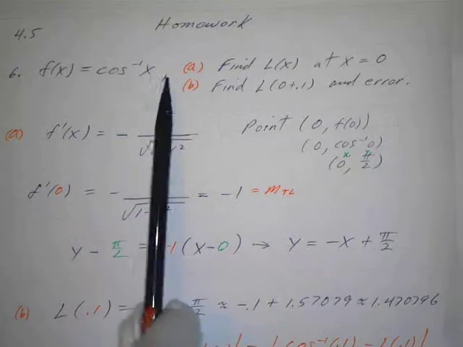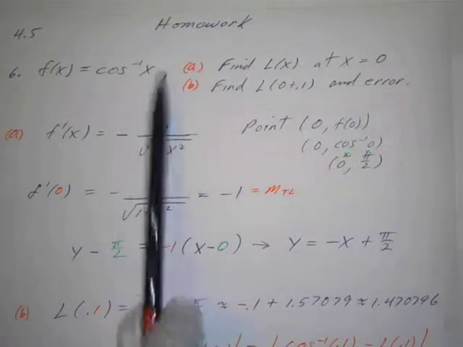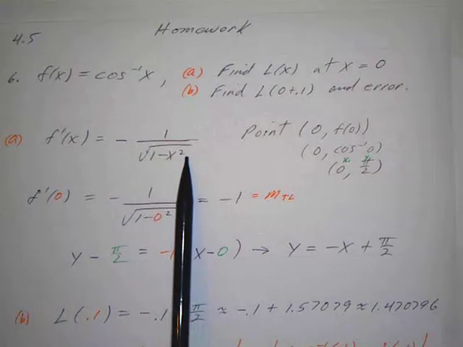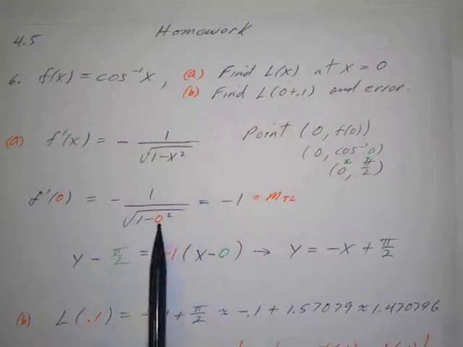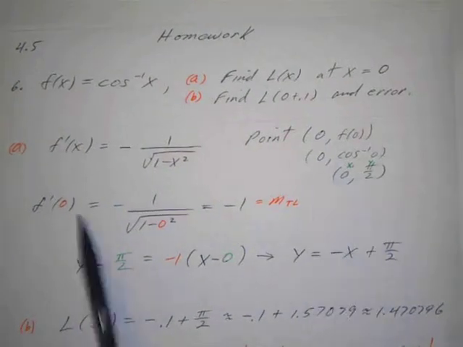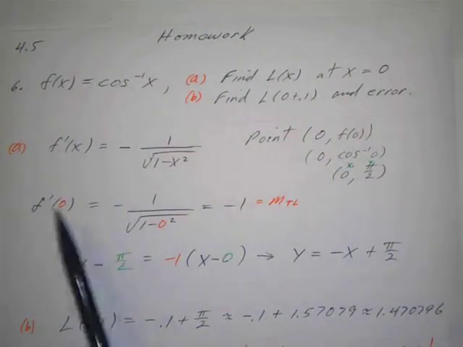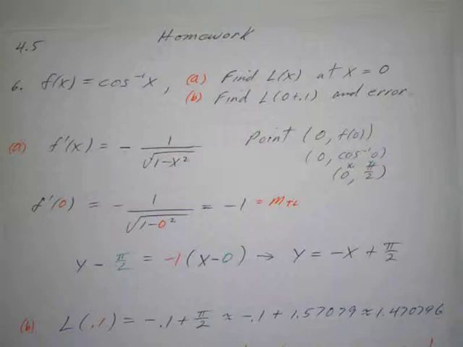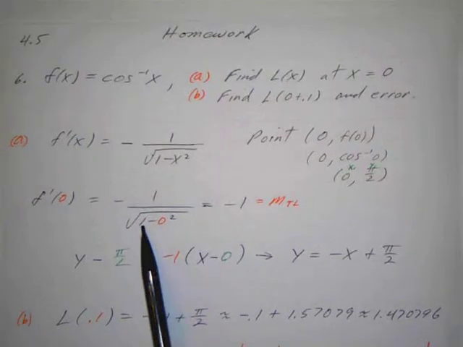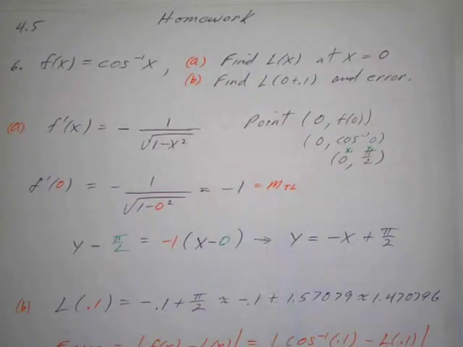And then we have to take the derivative of this one. Remember, the derivative of the arc cosine is negative 1 over the square root of 1 minus x squared. In this case, my x is going to be 0, so I put 0 in because I want to find the slope. This is my point of tangency. So that's just going to be negative 1 over 1, which is negative 1, so that's the slope of my tangent line.